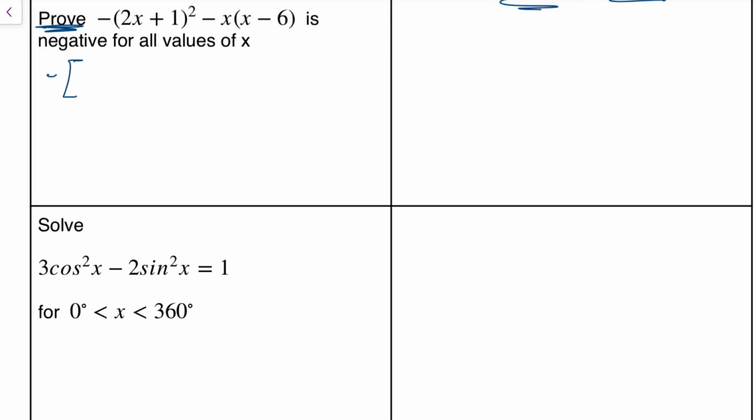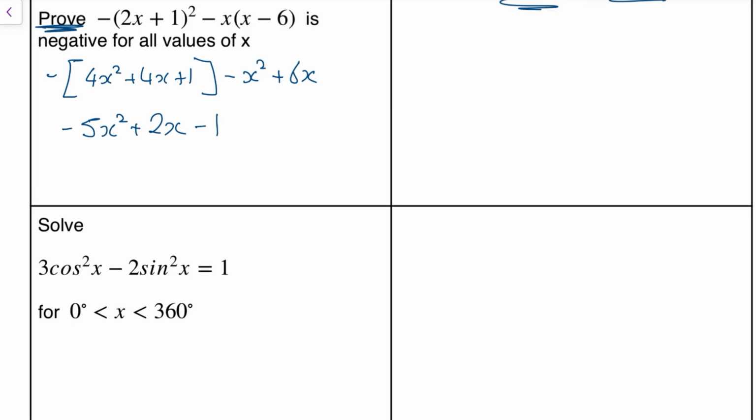We've got minus, let's do the expanding. So 4x squared plus 4x plus 1 minus x squared minus minus is a plus 6x. Let's collect some terms. So I've got minus 4x squared minus x squared, which is minus 5x squared. Minus 4x plus 6x is plus 2x. Minus 1, well, minus 1 is minus 1.